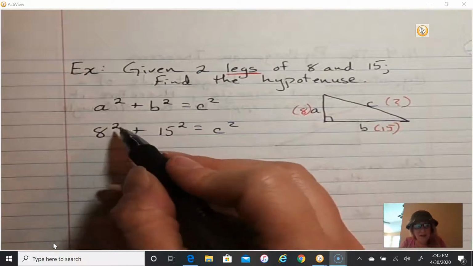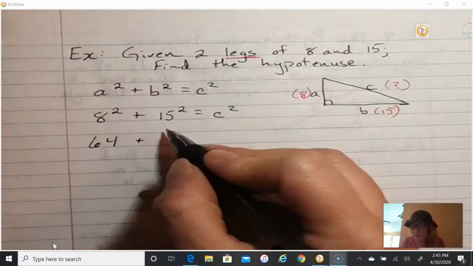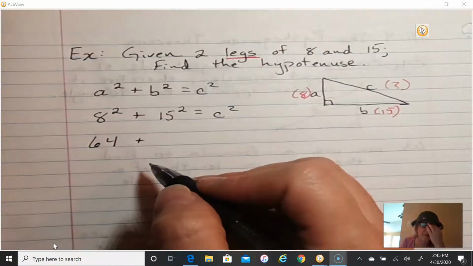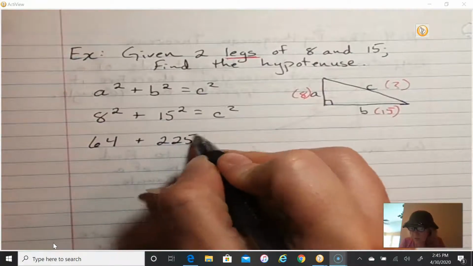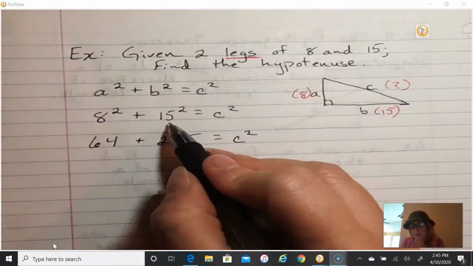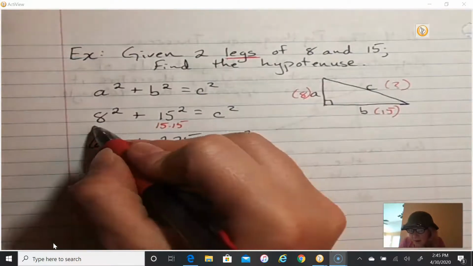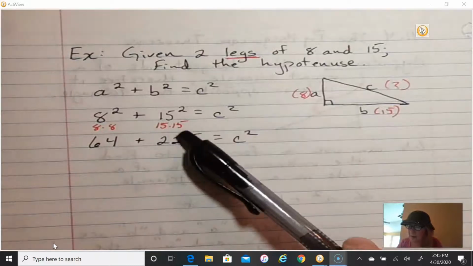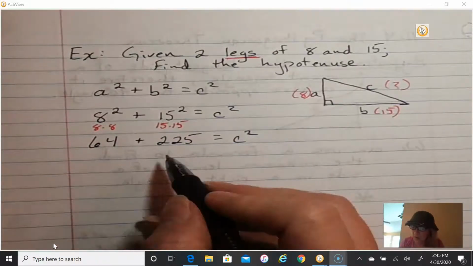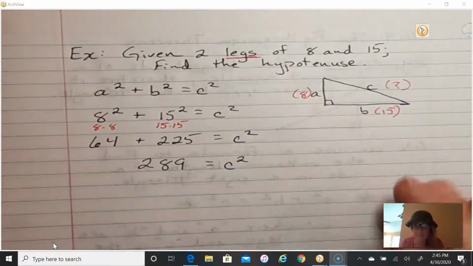Okay, what is 8 squared? 8 times 8. And yes, you may use your calculators. 15 squared, 225, equals c squared. Don't forget that is 15 times 15, and 8 times 8. It's not 8 times 2 like I accidentally said. It's saying times itself 2 times. Don't mess that up. We add and we get 289 equals c squared.